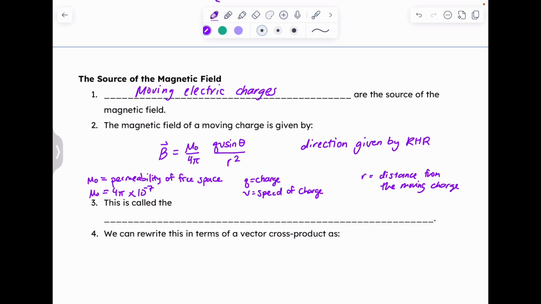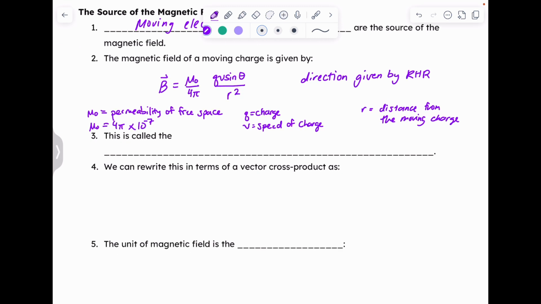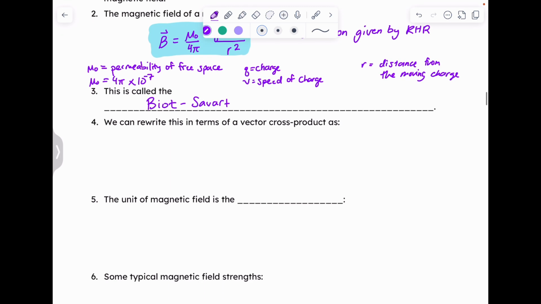So we can actually rewrite this in terms of a cross product. This is called the Biot-Savart law. We can rewrite this as B equals mu naught over 4 pi, QV cross R over R squared. So let's actually just highlight that.